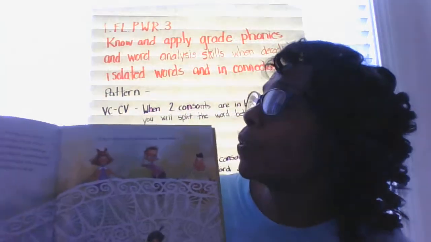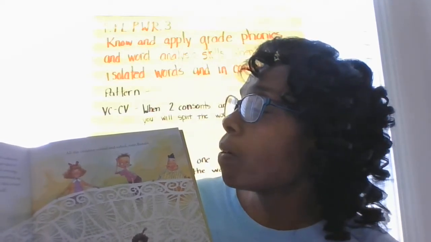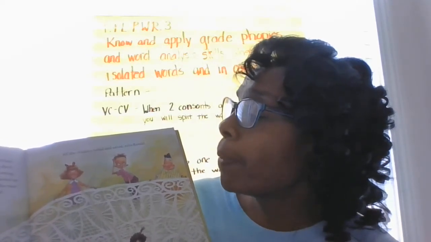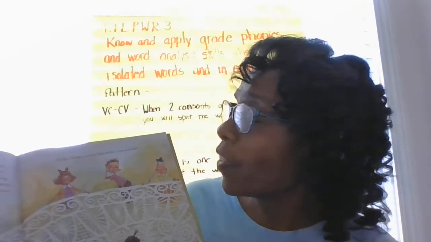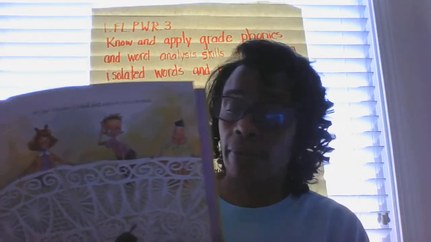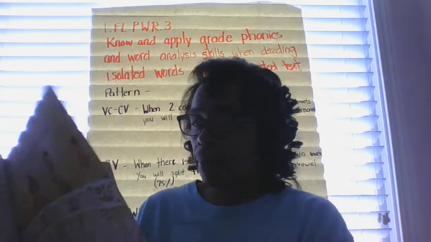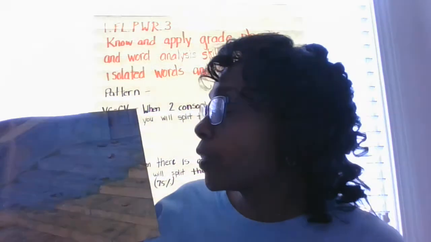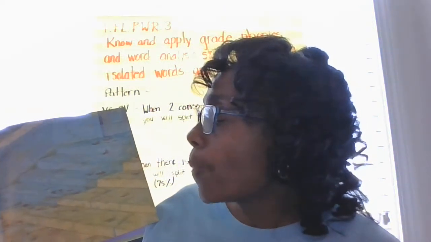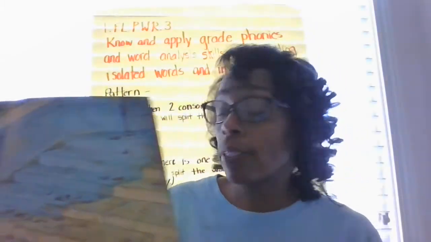On the fourth day of school, Ronald Durkin said that she'd made the snowflake all wrong, but Molly Lou Mellon opened up her paper and revealed the most beautiful snowflake of all. All the children oohed and awed, even Ronald Durkin. Look at that snowflake. On the fifth day of school, Ronald Durkin brought Molly Lou Mellon a stacking penny for her tooth and smiled at her.